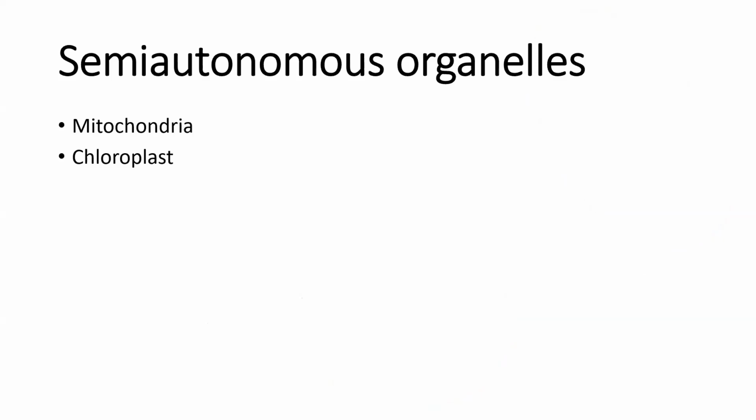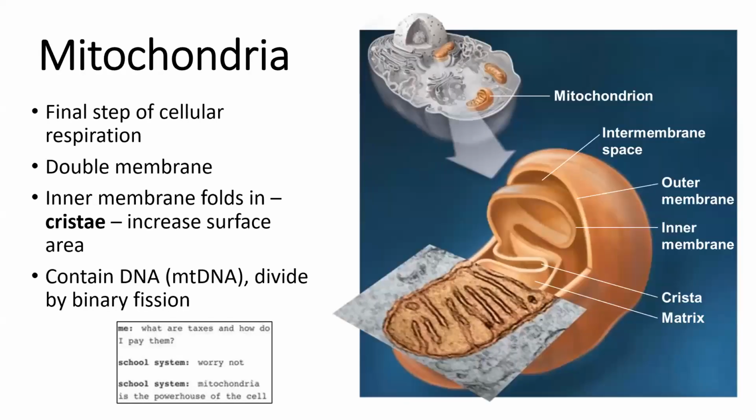The semi-autonomous organelles, these two are absolutely fascinating, and there are courses just dedicated to this. The mitochondria and the chloroplast. We're going to have a long discussion about the mitochondria in chapter 6 and chapter 7, and about the chloroplast in chapter 8, but I do want to give you an introduction. The mitochondria is involved in the final steps of cellular respiration.